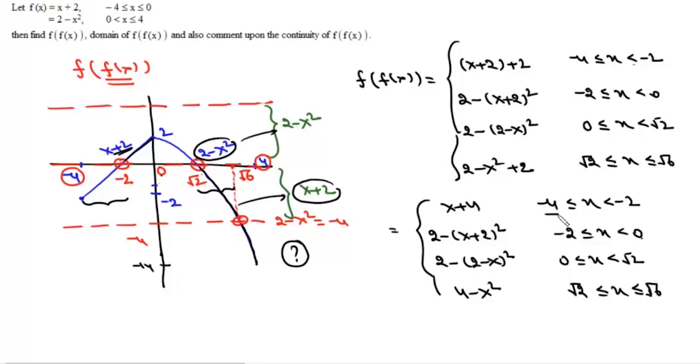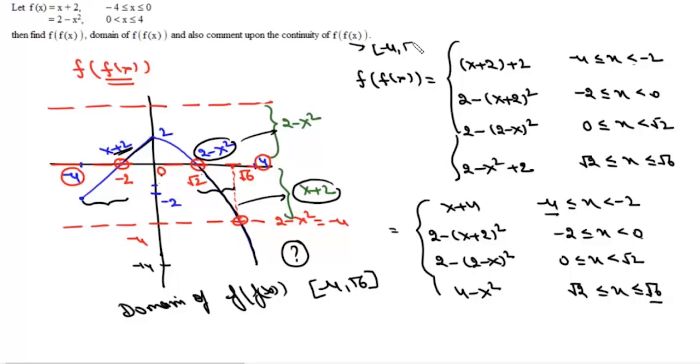Now this function is defined from minus 4 to root 6. So the domain of f of f of x will be from minus 4 to root 6. Now since f of x is continuous, its composition with itself will also be a continuous function. So this function will be continuous in its domain, which is from minus 4 to root 6. So this is our graphical method.